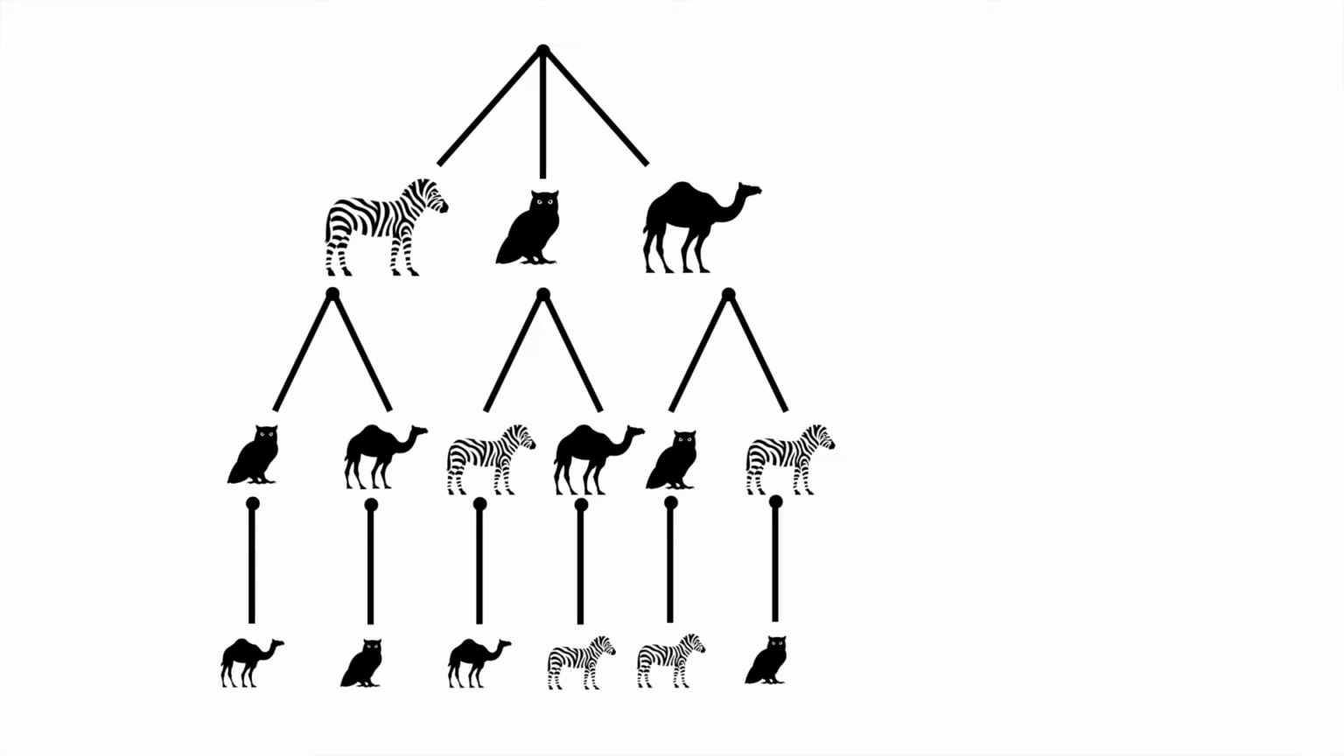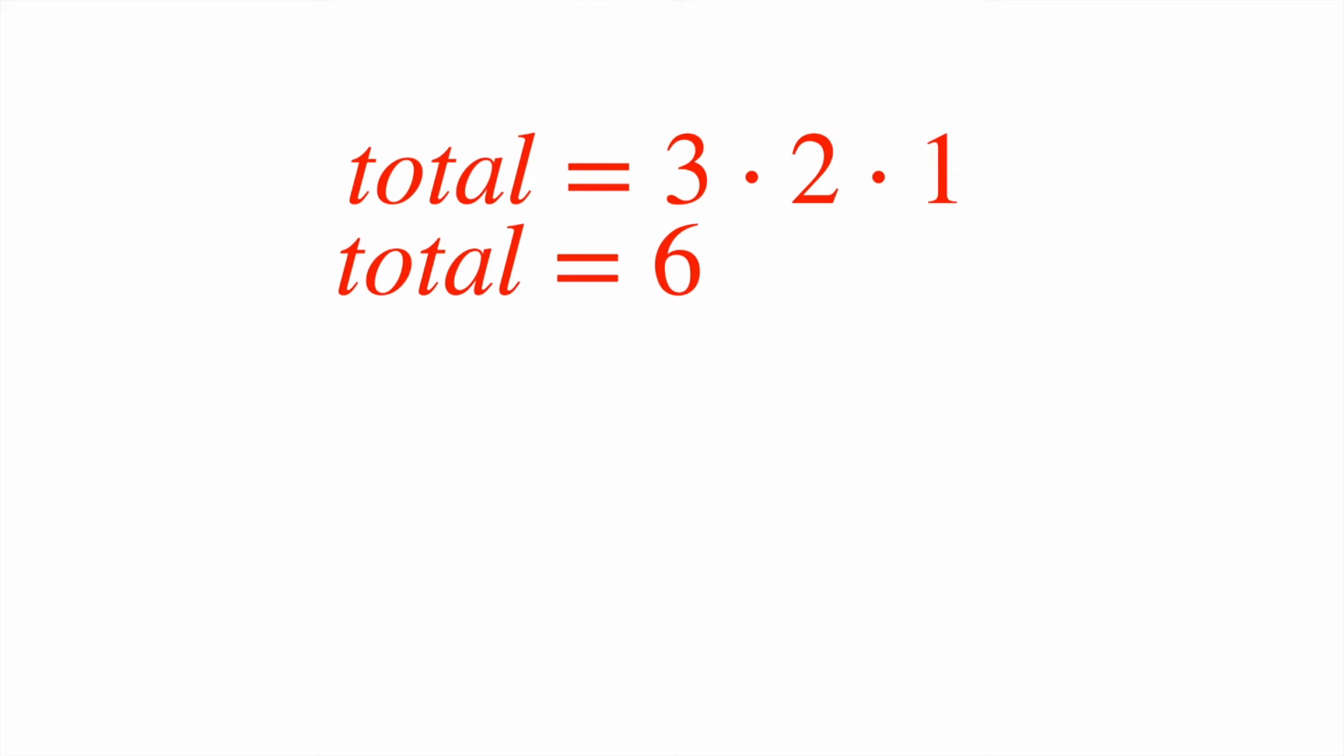As you can see, there are three options for the first choice, and for each of those three options, there are two options for the second choice, and for each of those two options, there is one option for the third choice. Therefore, the total number of paths, which is the total number of lists, would be 3 times 2 times 1, which is 6.